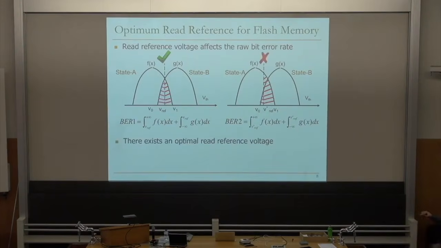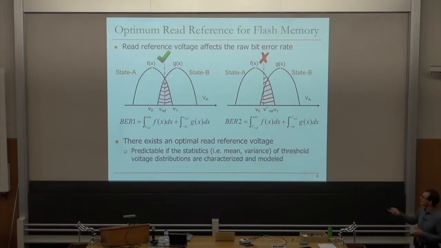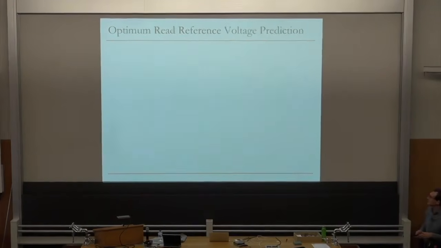So basically there exists an optimal read reference voltage, and it's predictable if the statistics of the threshold voltage distributions are characterized and modeled. So if at this point in time you know the threshold voltage distribution, and if you can predict that it's going to shift by this amount after so many program and erase cycles, let's say, or after some number of effects, then you can actually adapt your read reference voltage to the threshold voltage distribution changes. And flash controllers actually do this. I'm going to give you a couple of methods related to this.